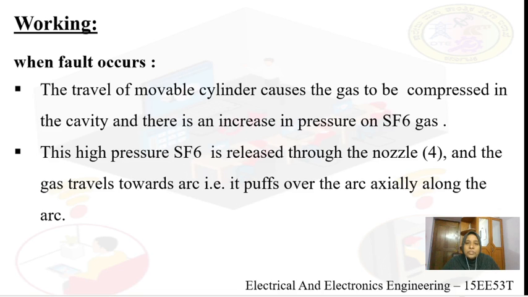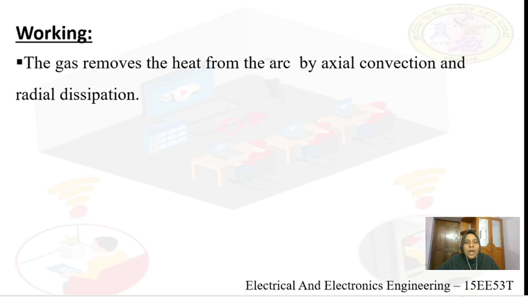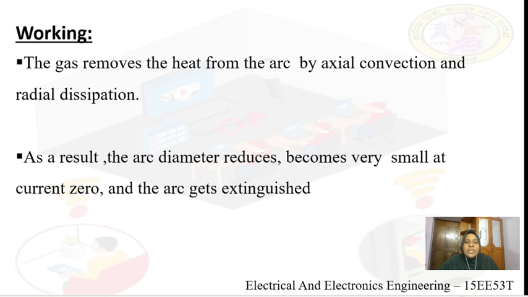As soon as the pressure of the SF6 gas increases, it is released through the nozzle. So the higher pressure SF6 gas comes out of the nozzle and tries to blow on the arc. How is it blowing? It is puffed on the arc axially, along the arc. As soon as this SF6 gas is blown on the arc axially, the gas removes the heat from the arc by axial convection and radial dissipation.